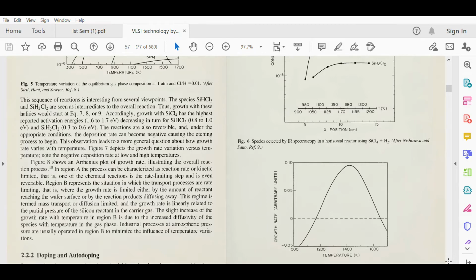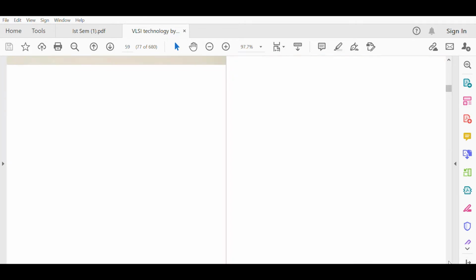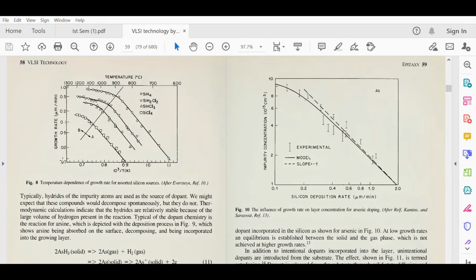Okay, figure 8 is also there. What is figure 8 showing? Figure 8 shows the temperature dependence of growth rate for assorted silicon sources. So how are the silicon sources dependent on temperature? This is the picture of that.